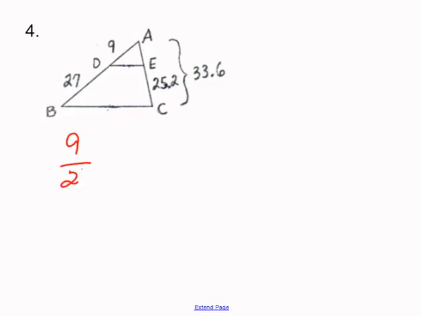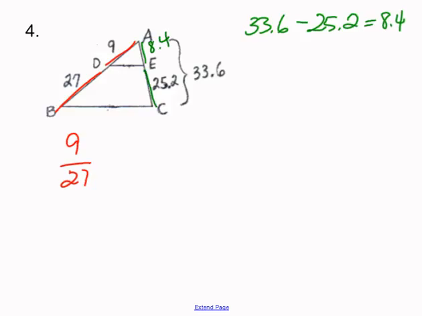9 over 27. But I don't know this. So I have to do some subtraction. I take 33.6 and subtract 25.2. And I end up with 8.4. Okay, so this is 8.4, and that's 25.2. Does that equal 8.4 over 25.2?